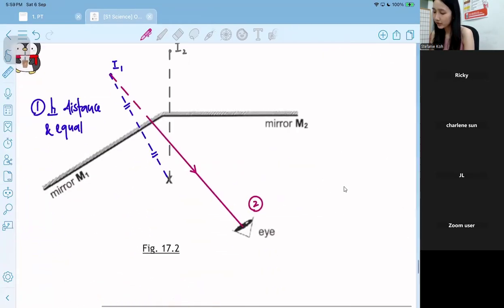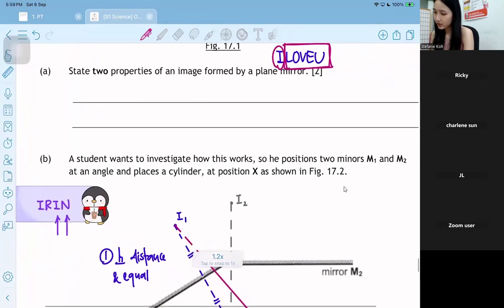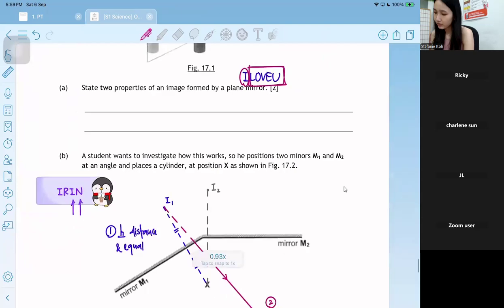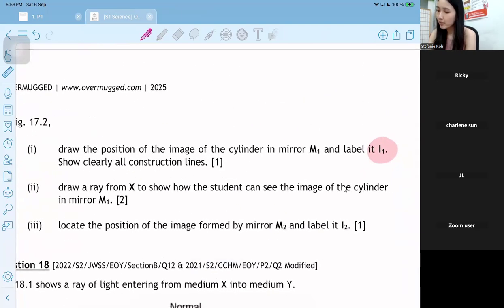So part B is asking for BI. BI is asking for image first. In mirror number 1, find the image and label it I1. So those who have done it, check: did you label I1 for the image and show your construction line?